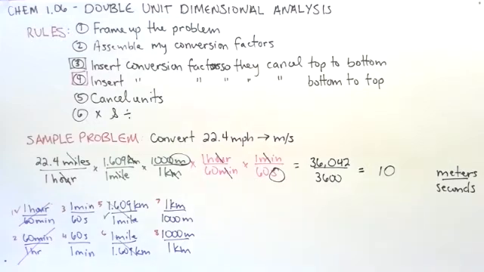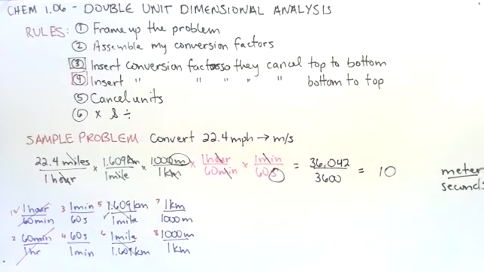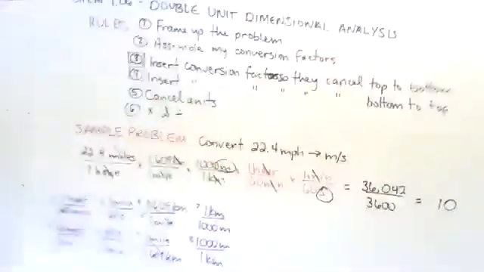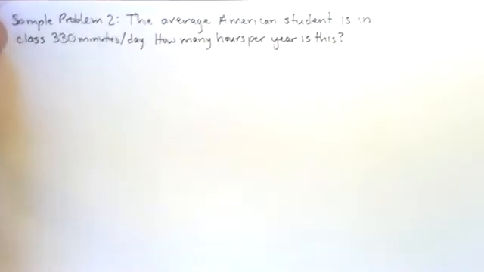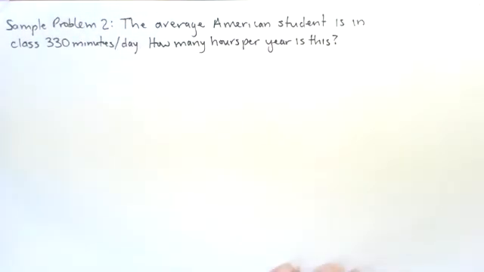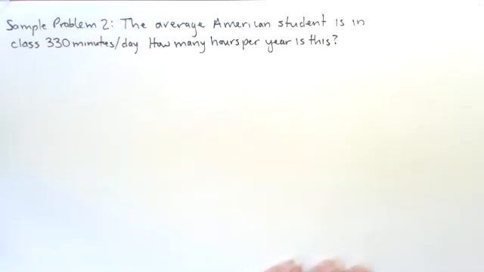All right, let's do another sample problem. I have that one written out, and I'll bring it in, and you can just copy it. So I'll pull this sheet out. All right, the average American student is in class 330 minutes a day. Let me refocus this. How many hours per year is this? You can pause the video while you copy this.